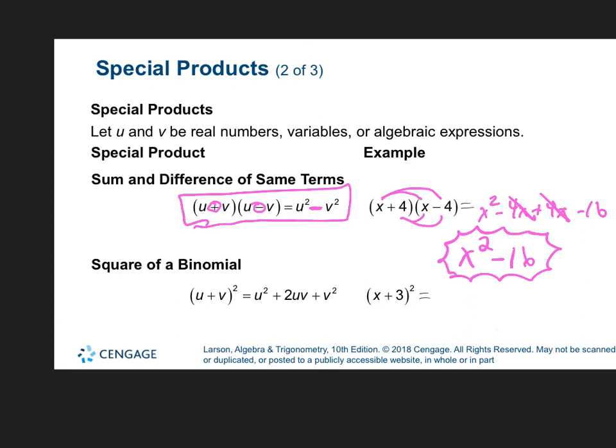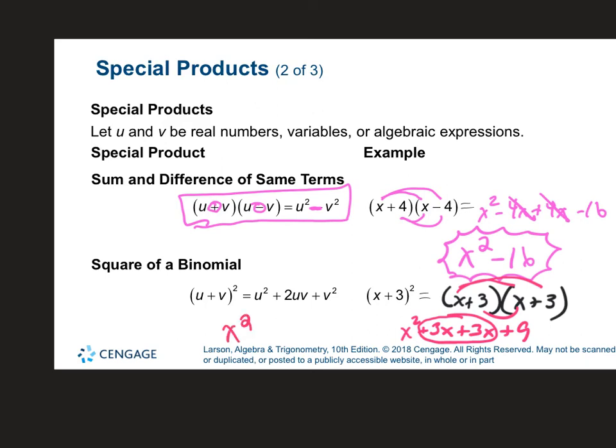middle. In a case where you have the same binomial squared, when I have x plus 3 quantity squared, that means I have x plus 3 two times. So when you FOIL this out, x times x is x squared, x times 3 is 3x, 3 times x is 3x, 3 times 3 is 9. What happens here is you just end up doubling that middle term. So it's x squared plus 6x plus 9.